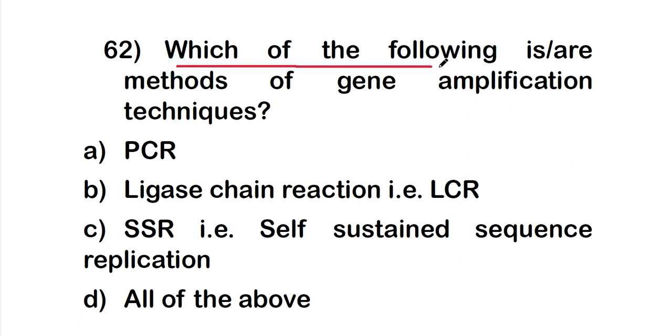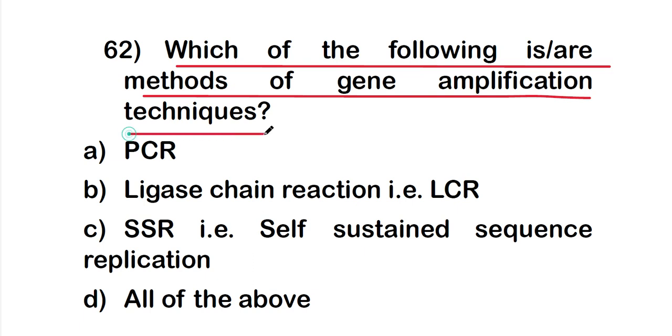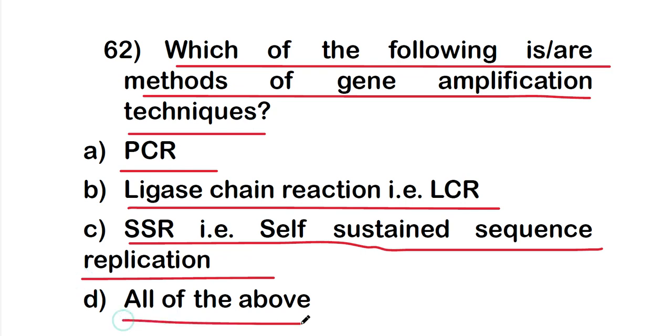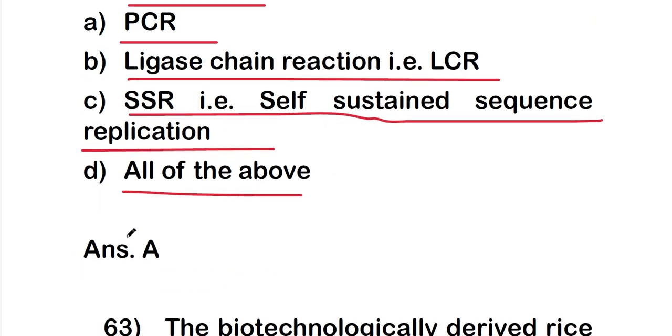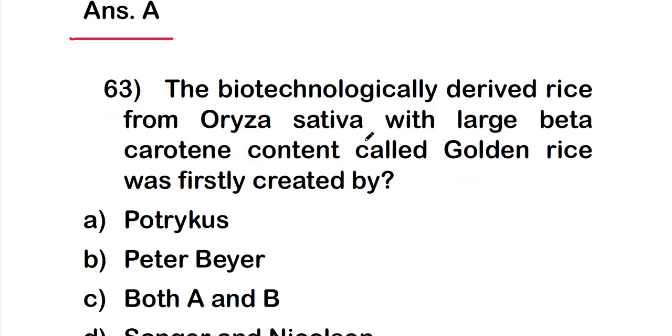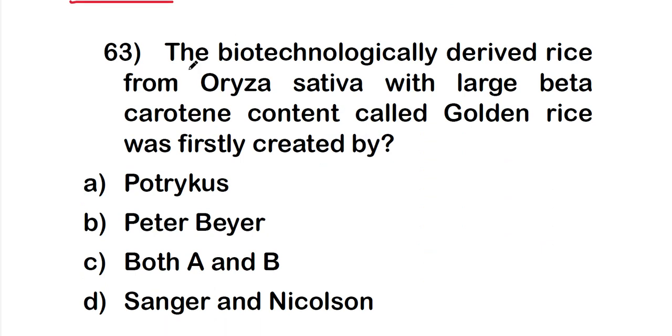Question number 62: which of the following is or are methods of gene amplification techniques? The options are PCR, or ligase chain reaction, that is LCR, or SSR, that is self-sustained sequence replication, or option D, all of the above. So the right answer is option A, that is PCR. PCR is the method which is used for gene amplification. Okay, so let's move on to the next question.